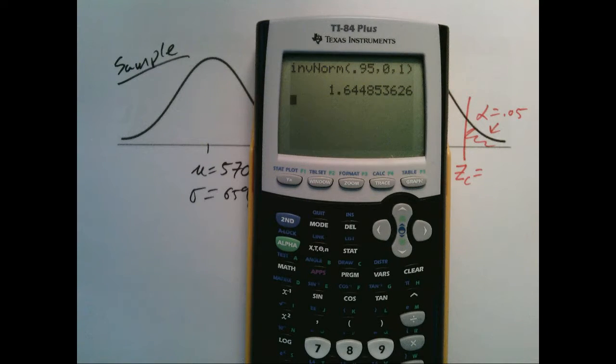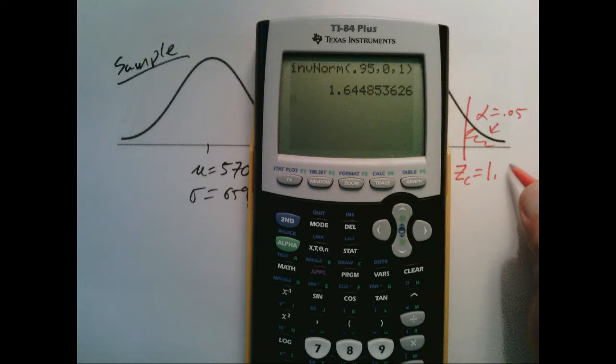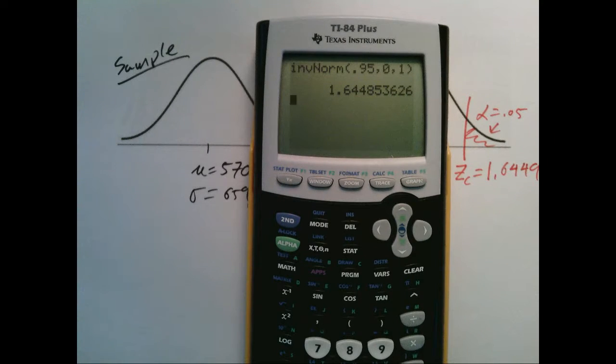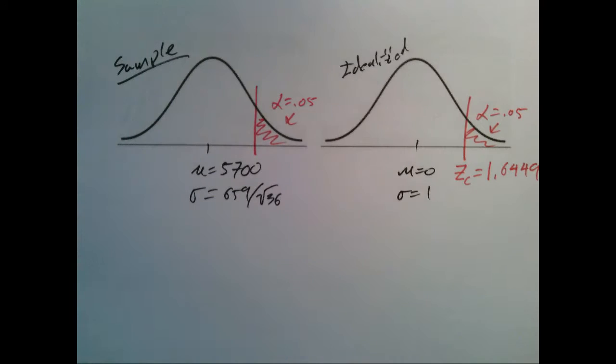Alright, and we got our z-value is equal to 1.6449. I'm rounding it at 4 decimal places. Now, if you had used our mu and sigma from our sample world, you would have gotten a different number. Similarly, if you got the negative, that means you would have done it at 5% instead of 95%. Okay, so from here, let's actually place what we do know on here.